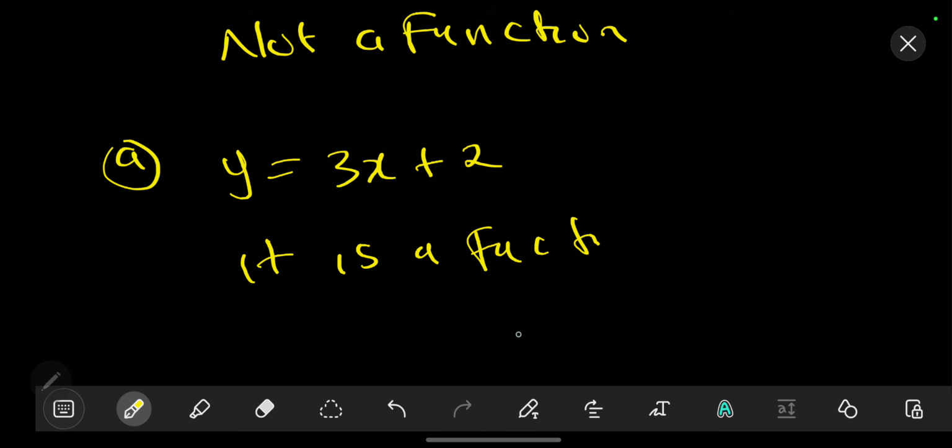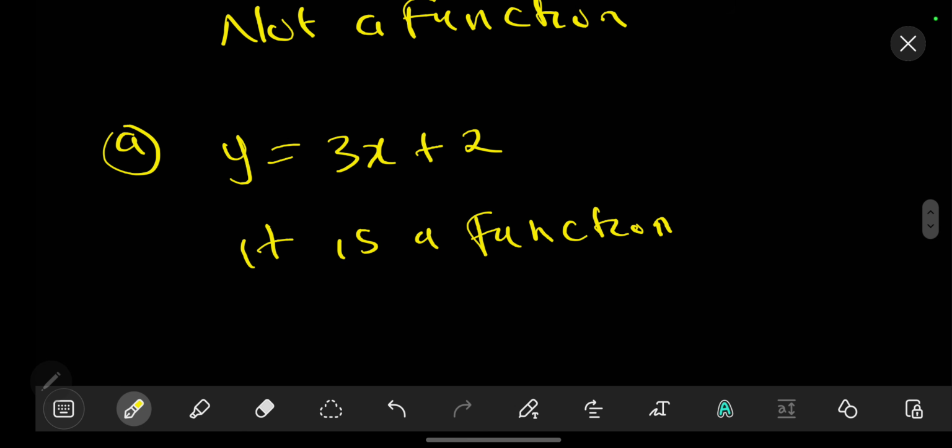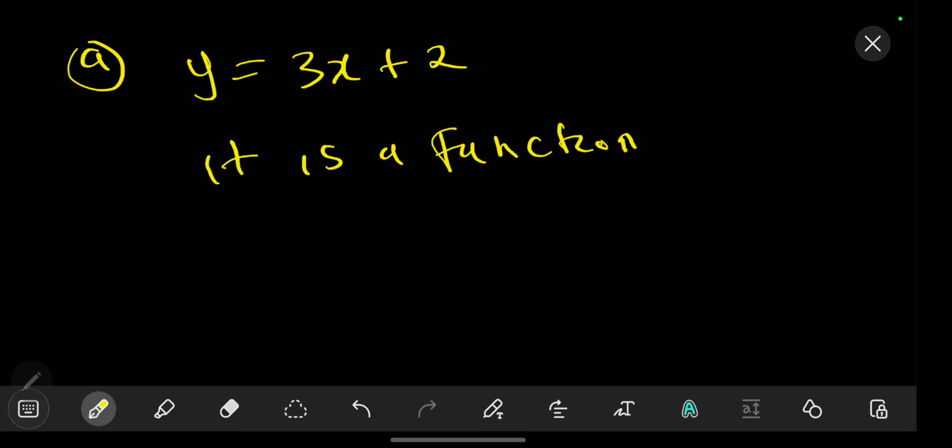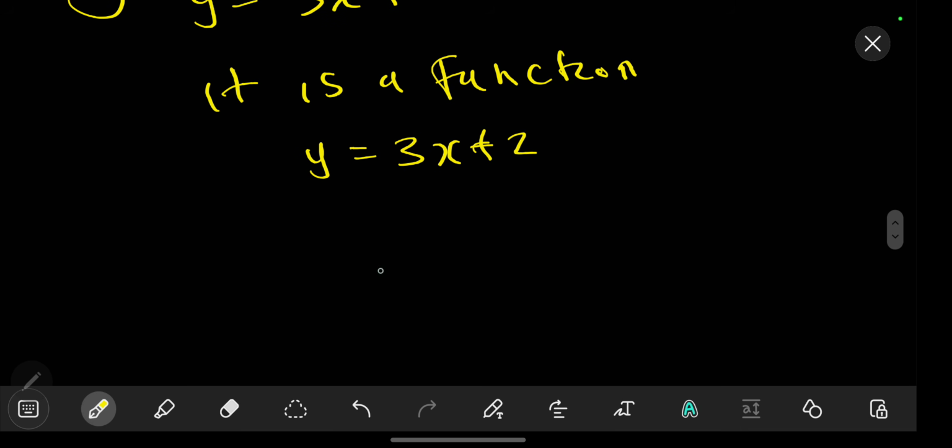So what we are going to be using is a vertical line test. For the sake of this video, do not worry about how we are going to be graphing some of the equations. We are going to cover that in a later tutorial. So let us use our vertical line test to show you how this is a function. If our y is equal to 3x plus 2, to graph this equation is very easy. This is a linear equation, so we only need 2 points.